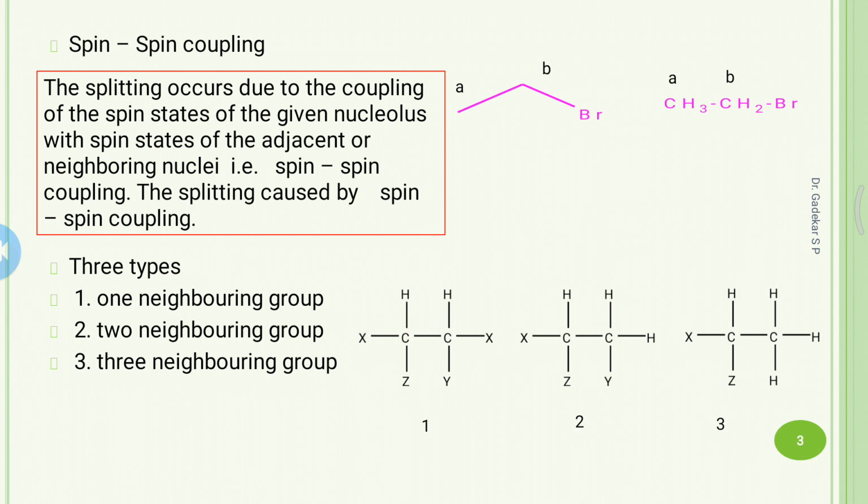There are three types of splitting patterns. The first depends on one neighboring group. For example, first, one neighboring group is present in a molecule.